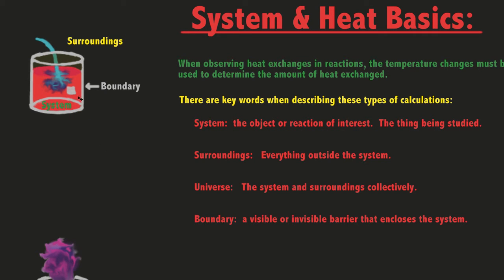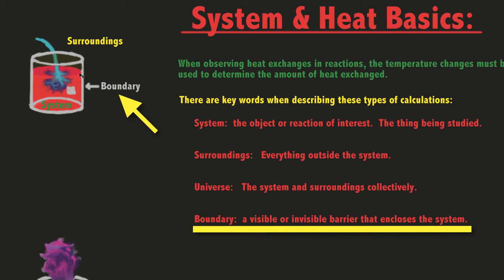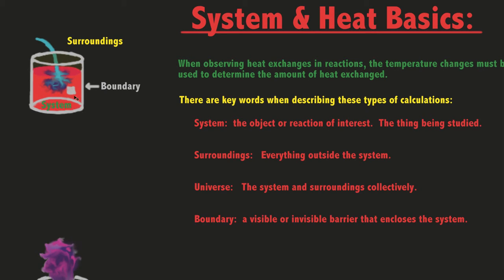And then the system's enclosed by some sort of boundary, like the beaker here that you see, or it might be an invisible boundary. But once we get on the other side of that boundary, we now are in the surroundings. And when we talk collectively about the surroundings plus the system, that is called the universe.